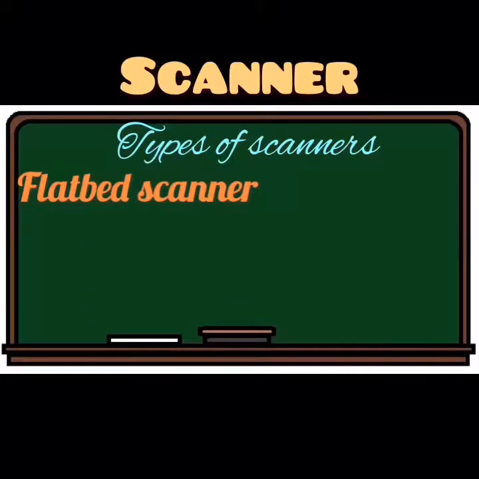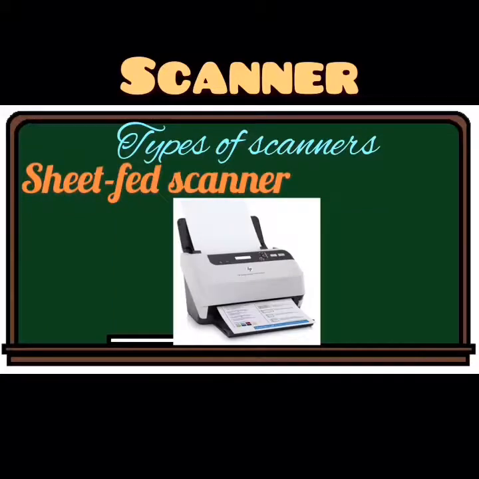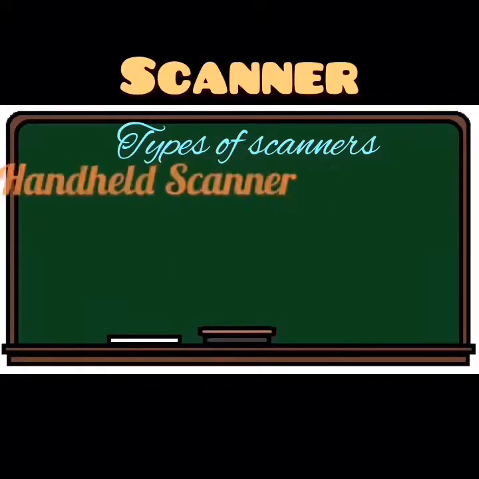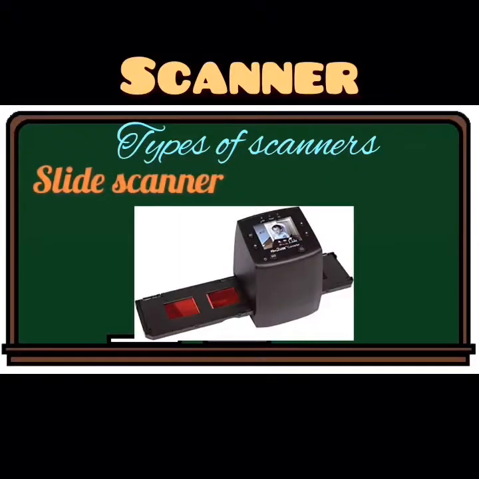Here we have 5 types of scanners. The first one is flatbed scanner, and this is a picture of a flatbed scanner. It looks very flat. Next, sheet fed scanner, the second one. You can see some sheets being sent to the scanner, right? It will scan and feed into the computer. Third one is handheld scanner. You can see we can hold it in a hand. So that's why it is called a handheld scanner.